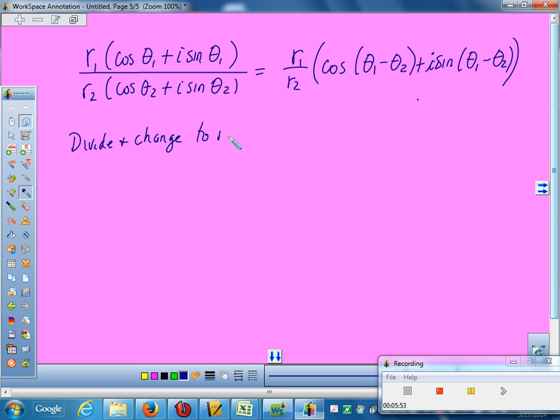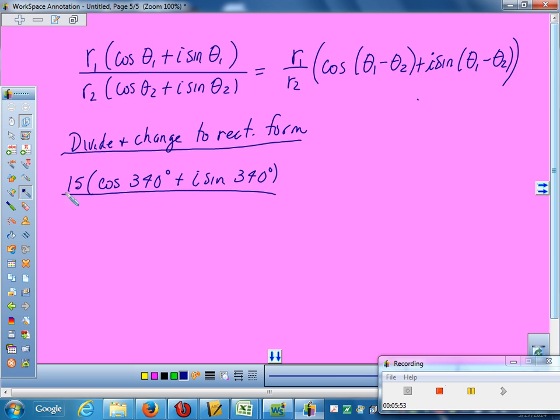Okay, so if I give you a problem such as this, divide and change to rectangular form, what does that mean your answer has to look like? It's got to be back in rectangular form. What does it mean if it's in rectangular form? What's it going to look like? Yeah, a number plus or minus something i. So it's going to be back to an ordinary complex number.